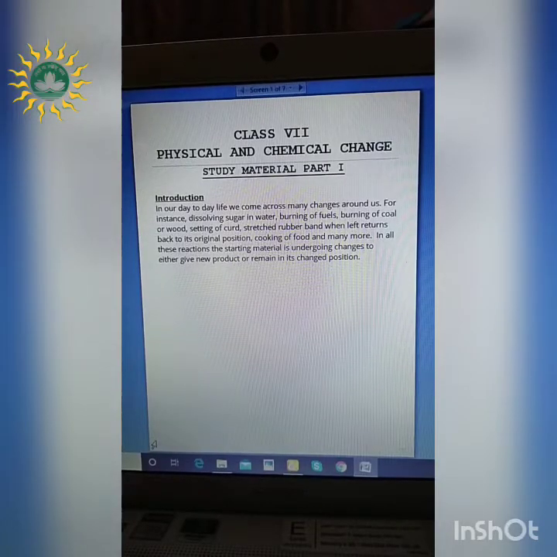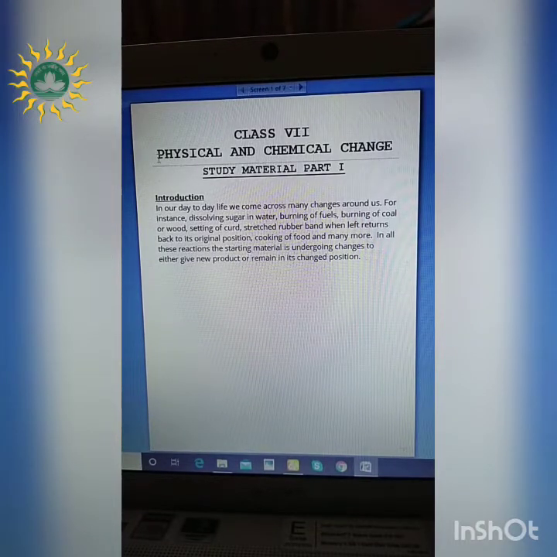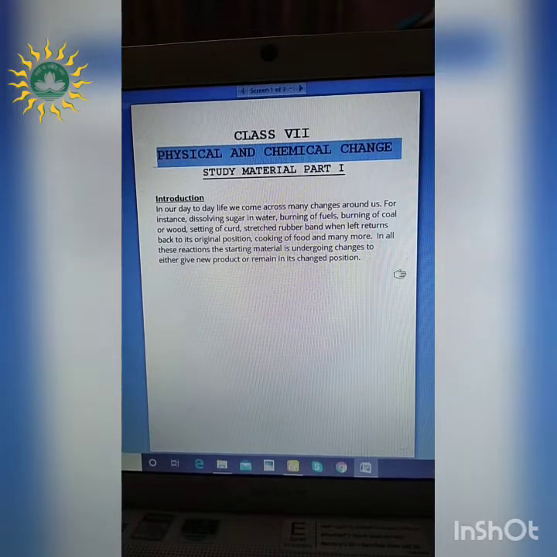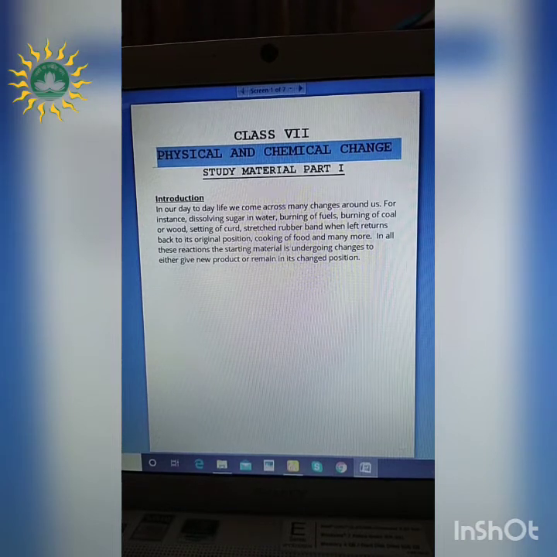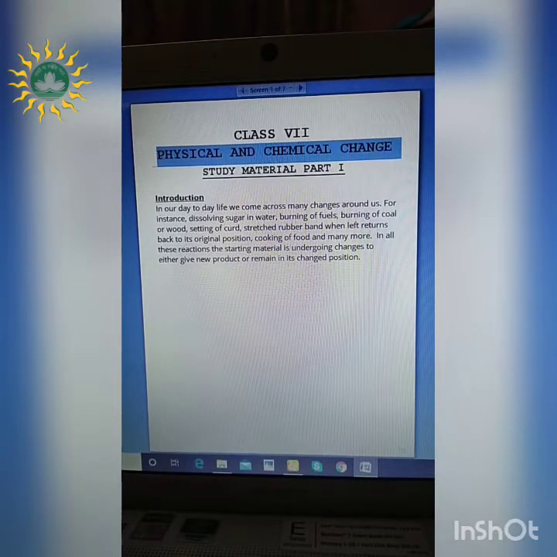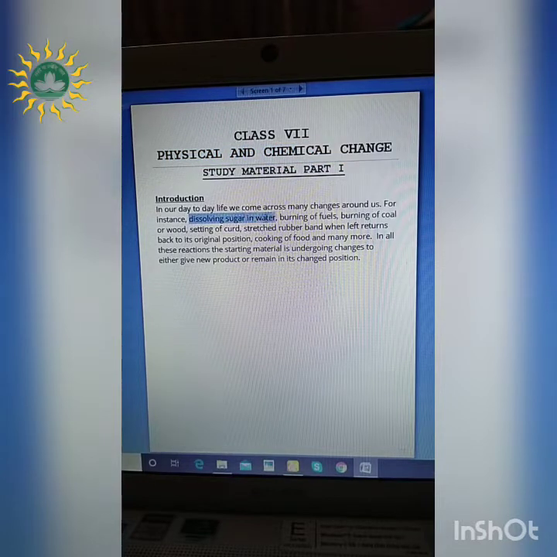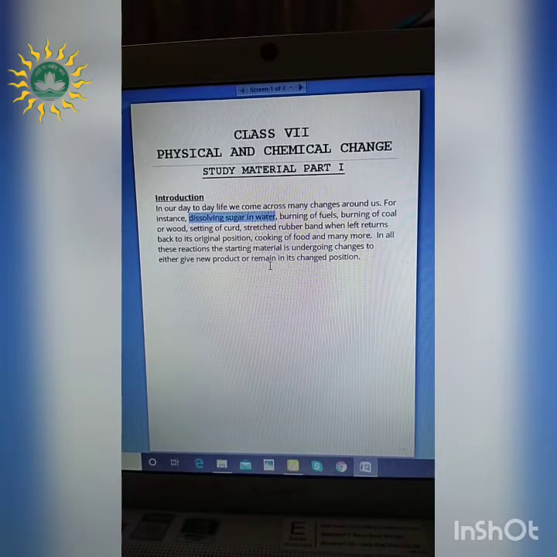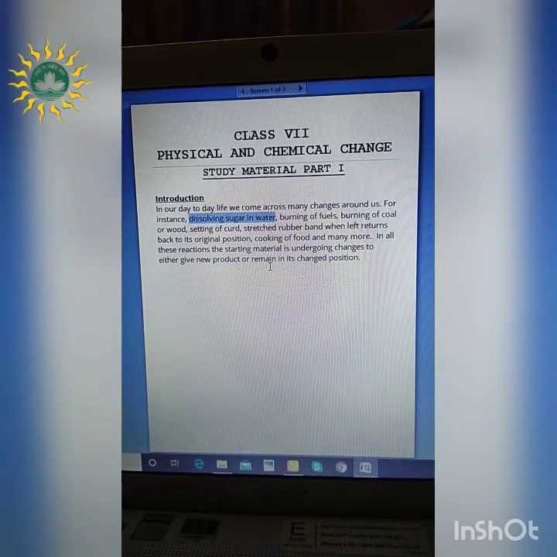So today we will start with our next new chapter, that is physical and chemical change. Before starting with this chapter, let's take some real life examples. For example, dissolving of sugar in water. Suppose we're taking some water and we're dissolving sugar in the water. Then the sugar will dissolve in the water, right? So no new substance will be produced, and again we can revert this into the original substance.